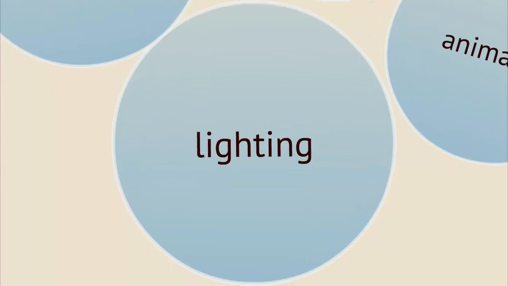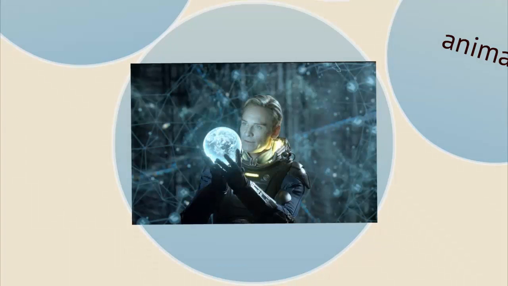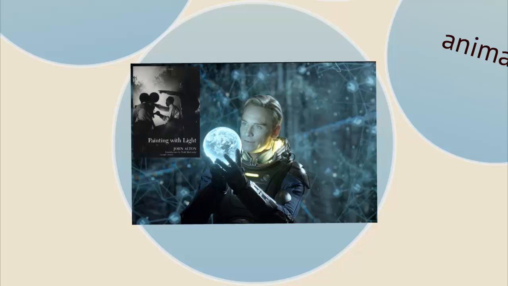Lighting is creating areas of light and shadow to create contrast, draw the eye, and it's one of the things that's pretty much the same across all media, from painting to photography. I read this book, Painting with Light by John Alton, recently, and it predates video games, but everything in it is totally applicable.